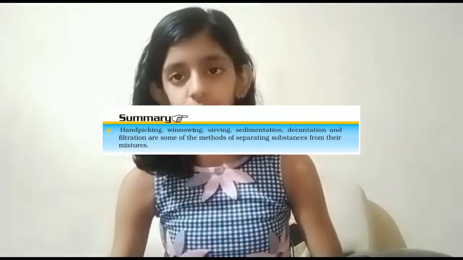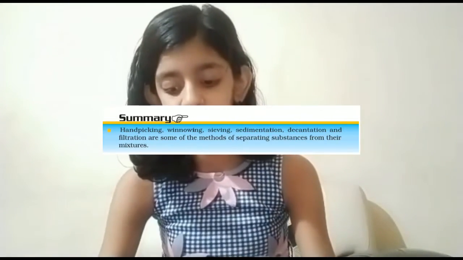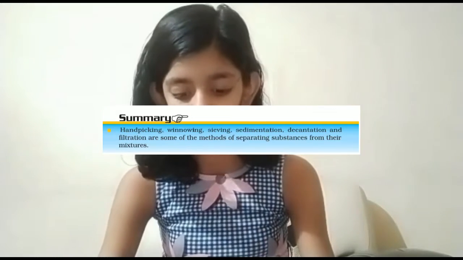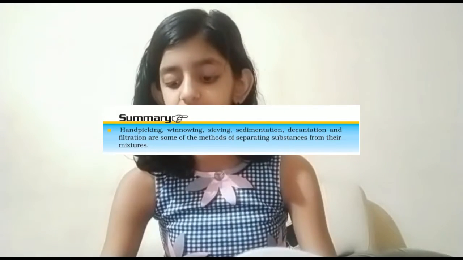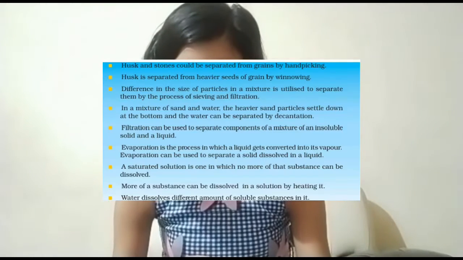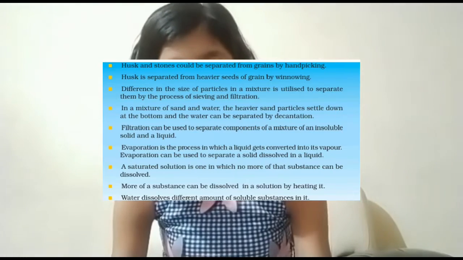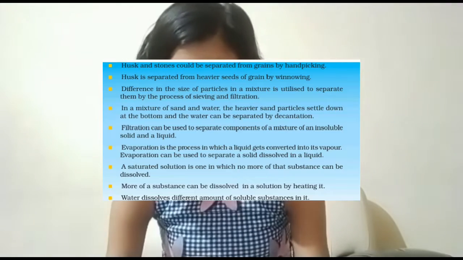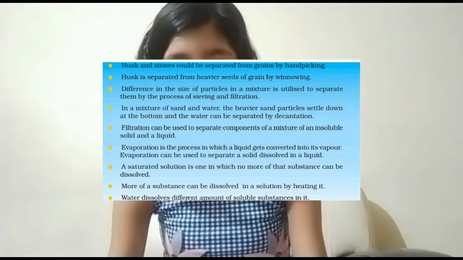So hopefully now you understand the procedures I told you about for the separation of substances. Now obviously we'll summarize what we have learned till now. So now let's begin. Hand picking, winnowing, sieving, sedimentation, decantation and filtration are some methods of separating substances from their mixture. Second, husk and stones could be separated from grains by hand picking. Husk is separated from heavier seeds of grain by winnowing.